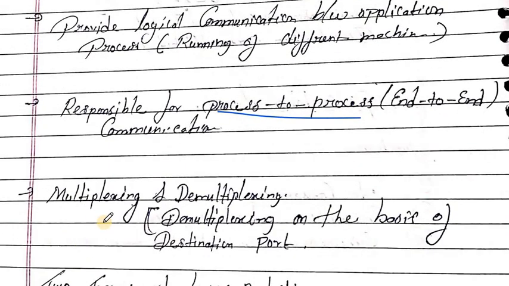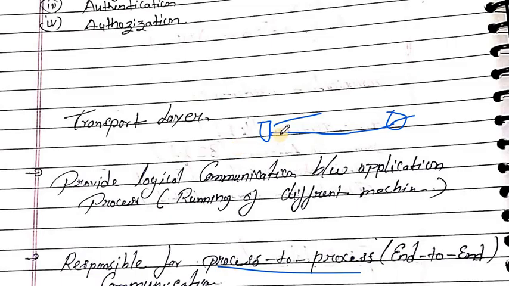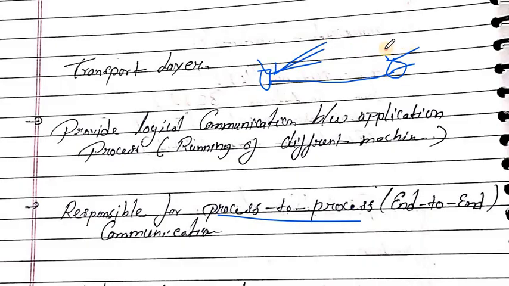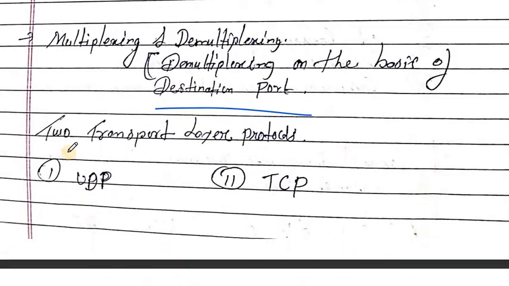It does multiplexing and demultiplexing on the basis of the destination port number. We already studied that for network communication, each process has its own unique port number, and a port number is unique within a machine, but two machines can have the same port number. So there are two protocols in the transport layer, UDP and TCP.